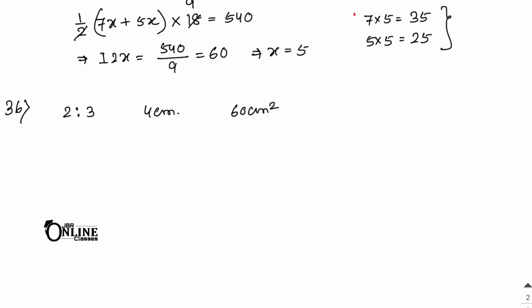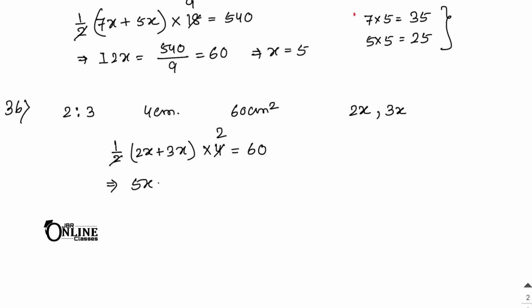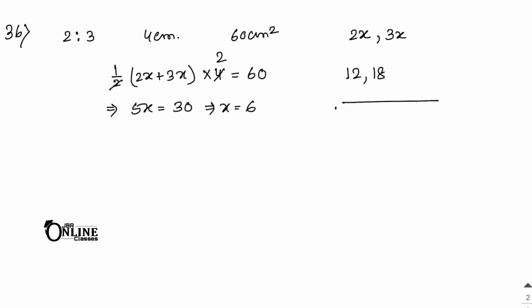So as 2:3, that means one side is 2x and another one is 3x. So according to your problem, half into 2x plus 3x into 4, that one equal to 60. So here you can write down 2 cancel out with this one. So here 5x equal to here 60 by 2, that is 30. So from that one x equal to 6. So as here x equal to 6, then two sides are 2 into 6, it's 12, and 3 into 6, it's 18.